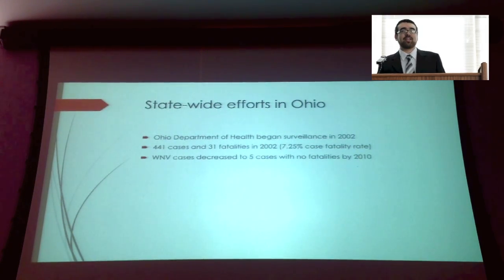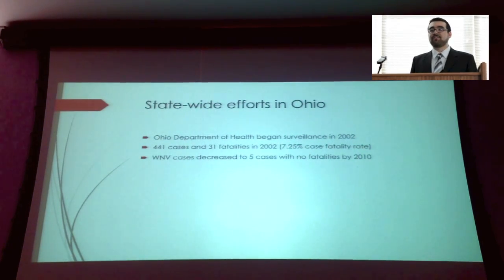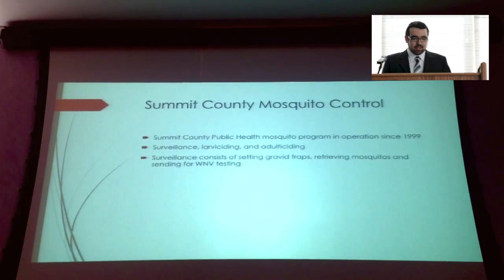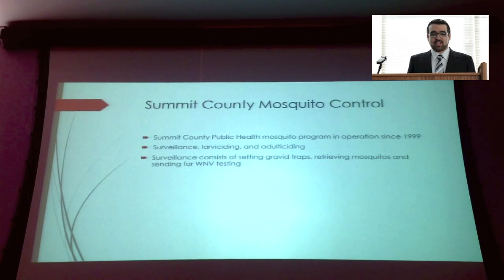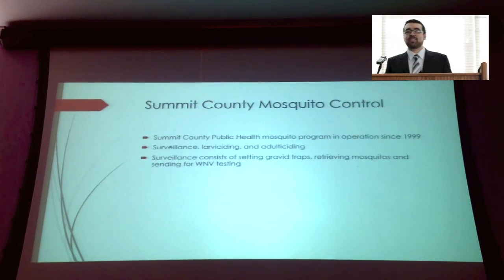So it doesn't necessarily capture all of the cases that occurred because, like I said before, 80% are asymptomatic. And there was a decrease in the number of human cases by 2010, where there are only 5 cases across the state with no fatalities. But, as I will talk about, that trend has changed recently, at least for Summit County. So Summit County Public Health has a mosquito control department that's been in operation since 1999. There are 3 components to this. There's surveillance, larviciding, and adulticiding.